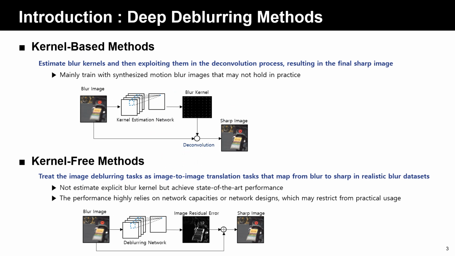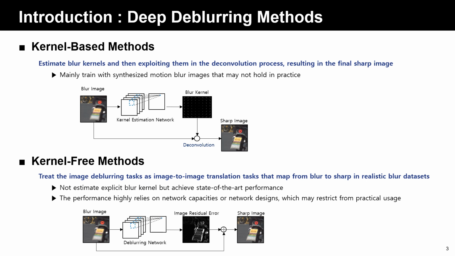In blind motion deblurring tasks, we can categorize the methods into three types. One is the kernel-based method. The kernel-based methods focus on estimating blur kernels and then using them in the deconvolution process. Finally, the sharp image is estimated. Since it is hard to obtain GT kernels in realistic datasets, those methods usually use synthesized blur images that may not hold in practice.